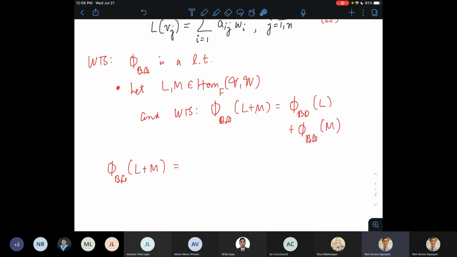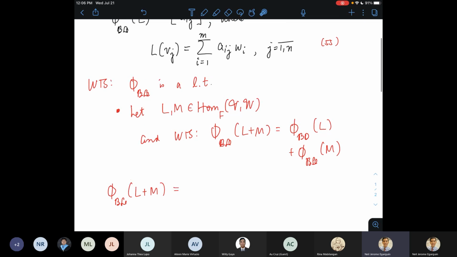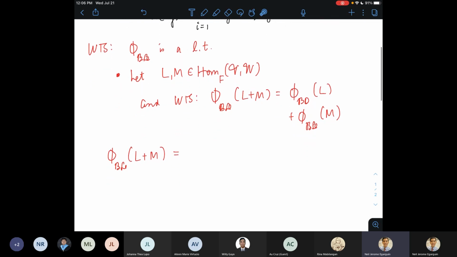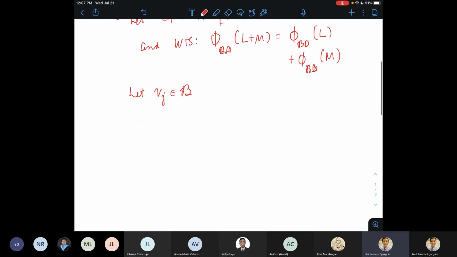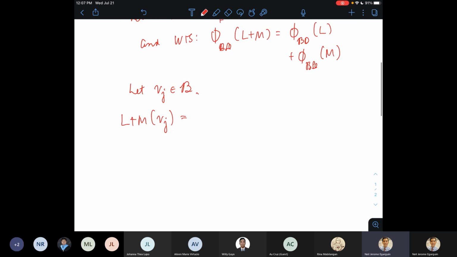Yeah, mukhang mas madali yung pakabila. Or tingnan ko muna how L plus M works on elements of the basis. So let's see. Let's try. So let Vj be an element of the basis for V. Okay. And then note that L plus M of Vj, by definition of function addition, is L of Vj plus M of Vj.